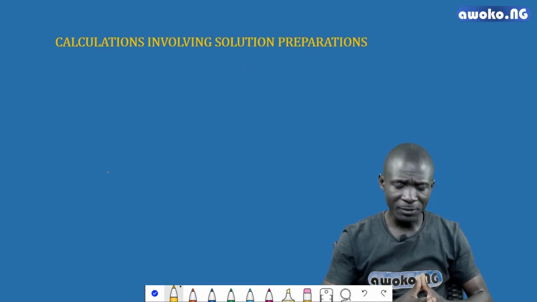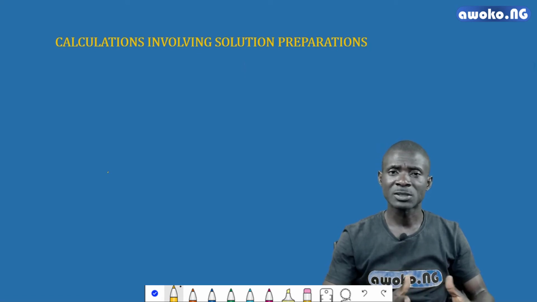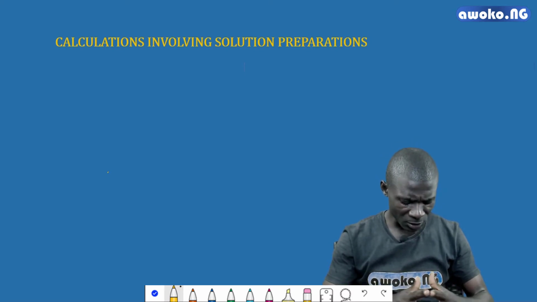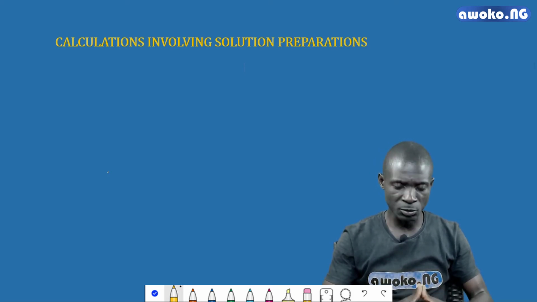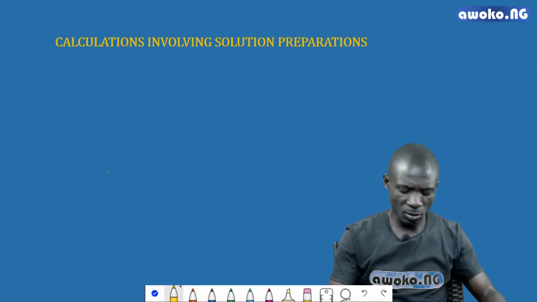Now, we have different types of solutions as we have analyzed. We have the saturated solution, the supersaturated solution, and the unsaturated solution. But we are not going to be looking at types of solution in detail today. We'll look into that when next we talk about water and solubility. Today we are going to concentrate on how the concentration of a solution can be determined in preparation of a solution. Now, what then is concentration?